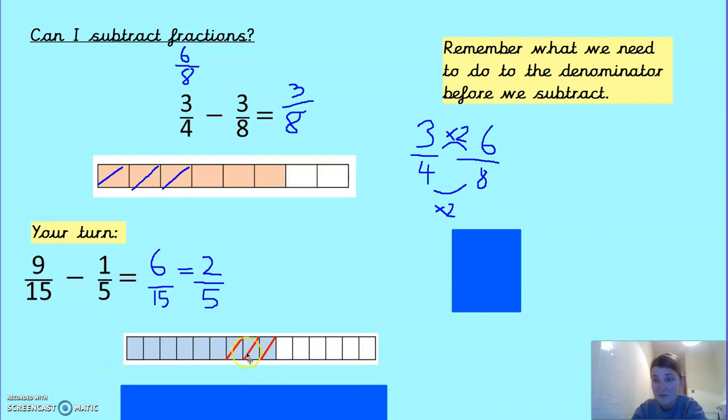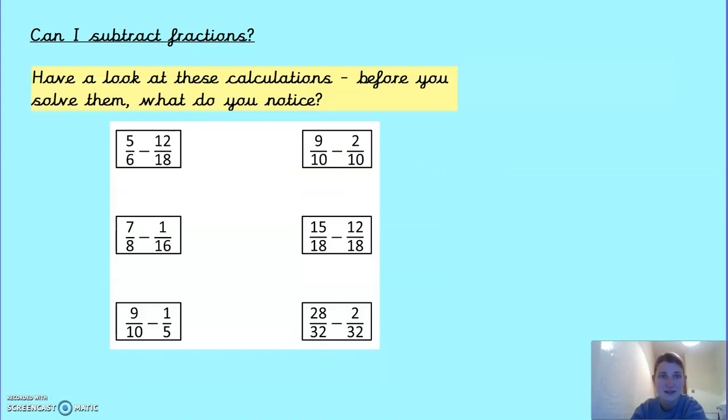I've got rid of 3 of them because that's equivalent to 1/5, 3/15. My answer would be 6/15 left, which if I simplified by dividing both by 3, I would end up with 2/5. Okay, so the answer is 6/15, or in its simplest form, 2/15.